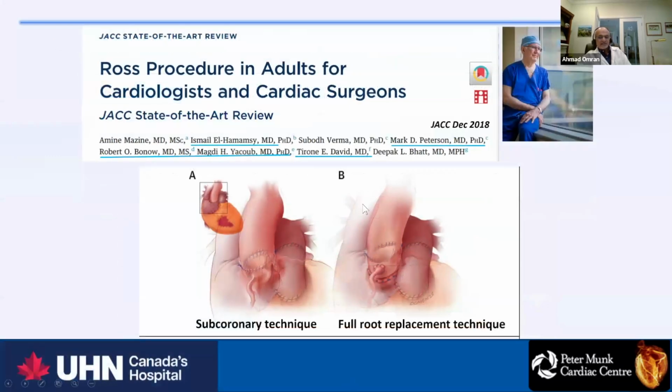Again, this is Dr. David, pioneer of the Ross operation in Canada, probably North America. He started to do the Ross operation in 1990, and now we have more than 400 patients that had a Ross operation, and the analysis of these 400 will be published in 1 month from now.